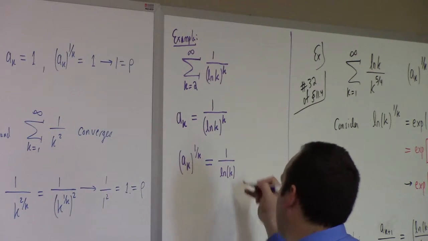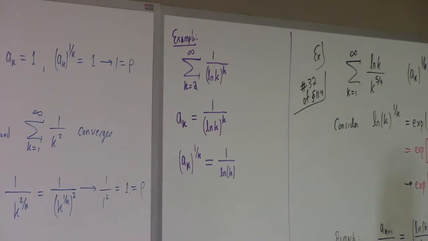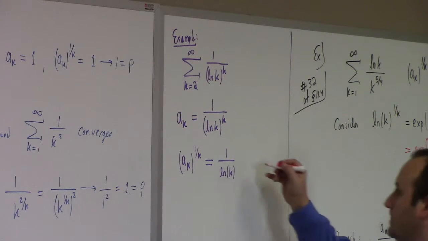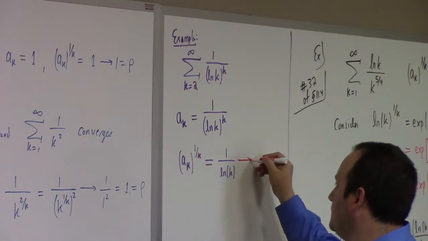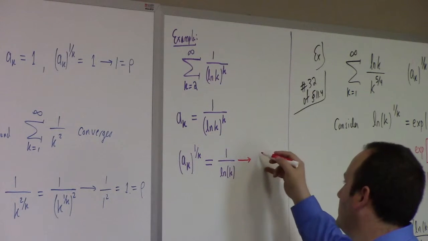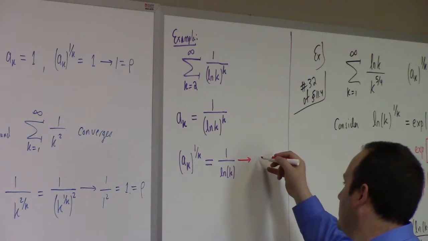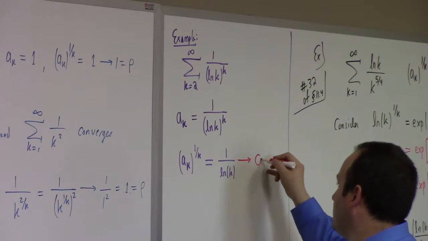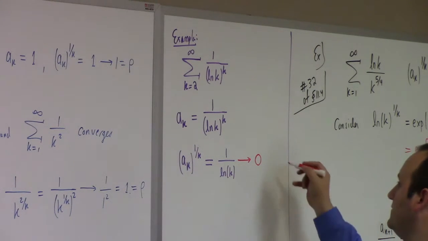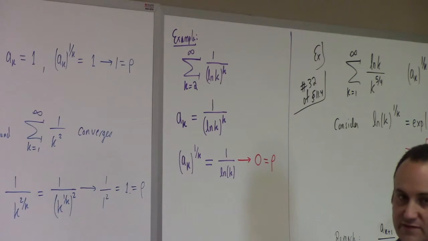It's just 1 over the natural log of k, right? As k goes to infinity, the natural log of k goes to infinity, right? So that goes to what? The denominator's getting huge. So this is like 1 over infinity in the limit. This goes to 0, right? So you've got a root rho equal to 0.